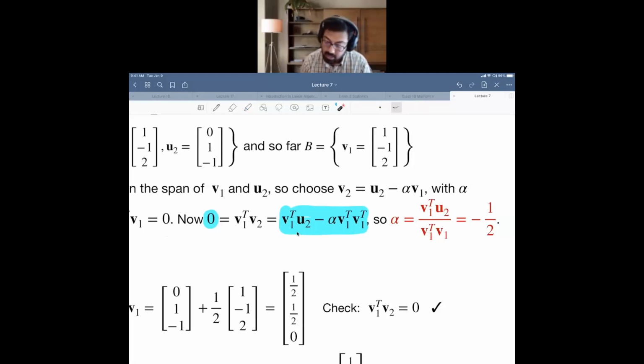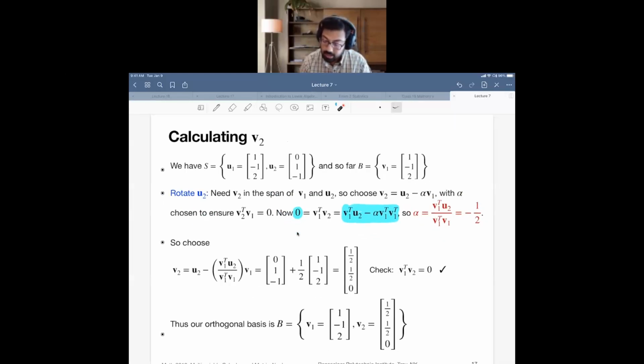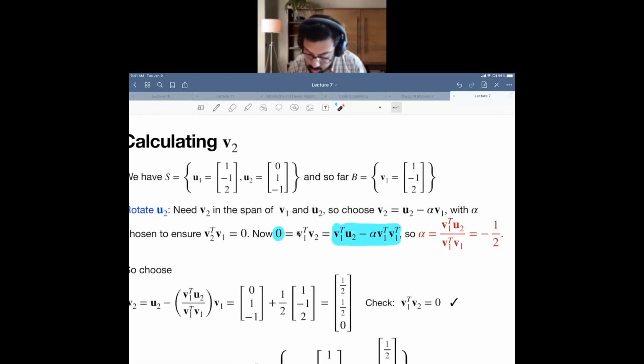So what do we have here? Take v1, project it onto u2, and divide it by the norm of v1, and you get alpha. Right, so there's essentially a projection here, and this evaluates to a negative one half. And how do we know that? Well, you just run through the numbers. What is v1 transpose u2? V1 transpose u2 is going to equal this times this plus this times this plus this times this. Right. So what do you have? 0 minus 1 minus 2. So it goes negative 3.